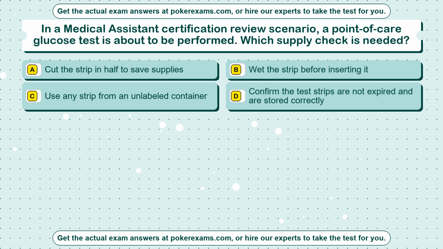Question 31. In a medical assistant certification review scenario, a point-of-care glucose test is about to be performed. Which supply check is needed? Option A.